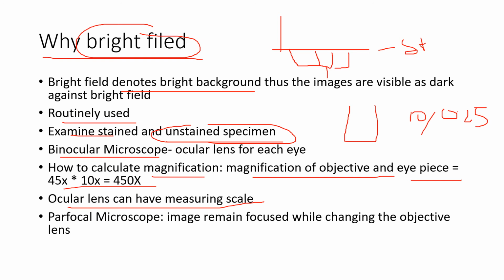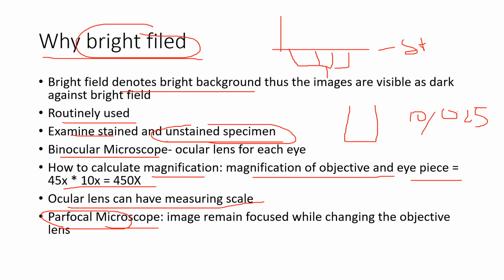Parfocal microscope. Now, this is a very important property for any microscope, because we know that the nosepiece consists of many objective lenses, and whenever we rotate the objective lens, our image gets unfocused. Every time we change the objective lens, the image does not stay focused, because every objective lens has a different focus. So manufacturers make sure that the microscopes are parfocal.